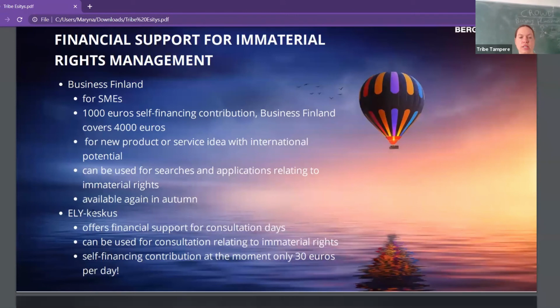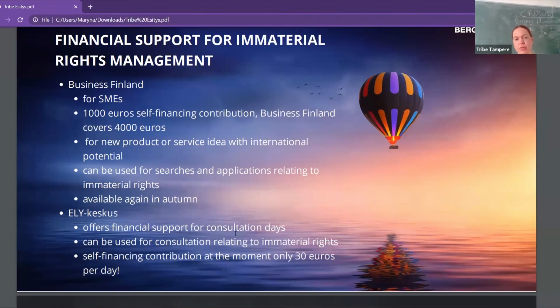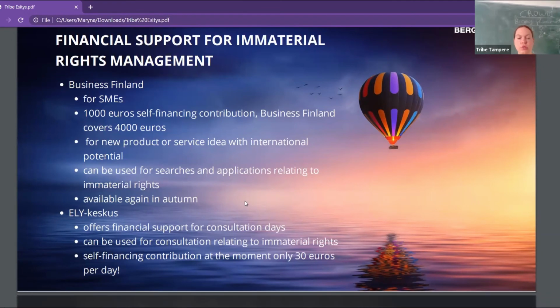And then there's ELY-keskus, and it offers financial support for consultation days that can be used for consultation relating to immaterial rights. And there at the moment, you would only need to pay 30 euros per day yourself, and the rest will be covered, so it's really good.